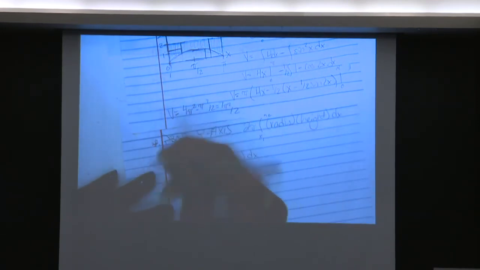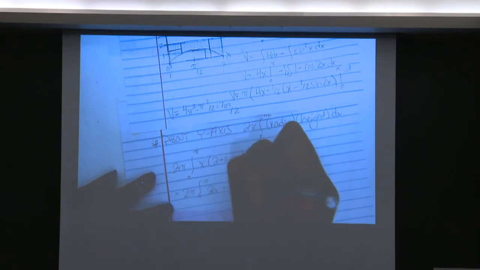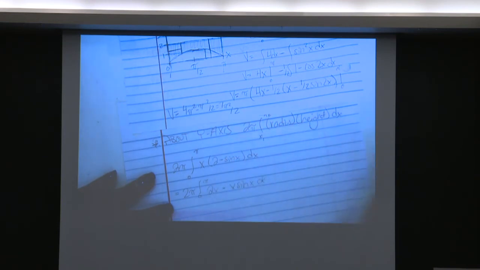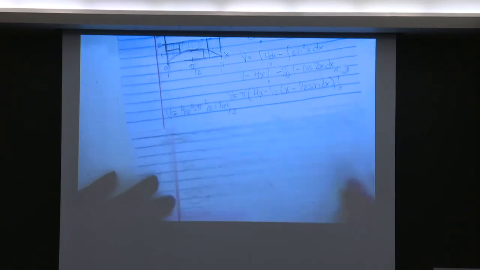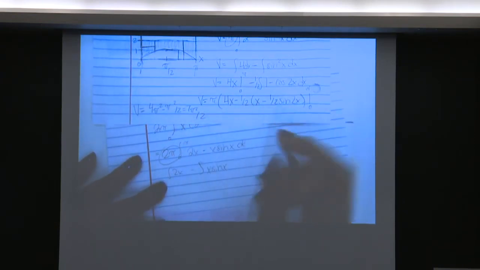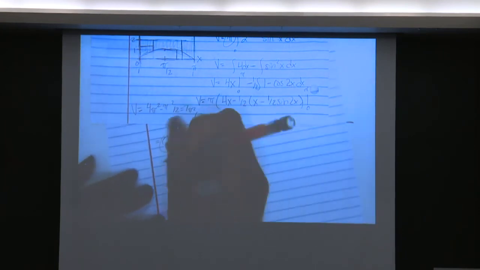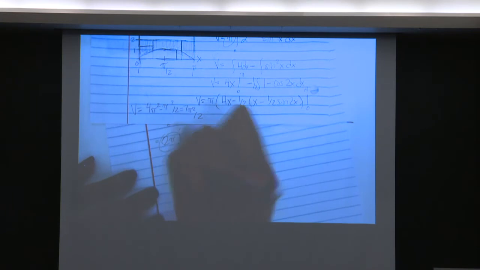I'm running out of room. I'm writing so big. 2x minus x. I'm just going to split this up, and as I do when I split it up, I just circle that so I don't forget it. X sine x. That looks like a u sub. That's x squared.